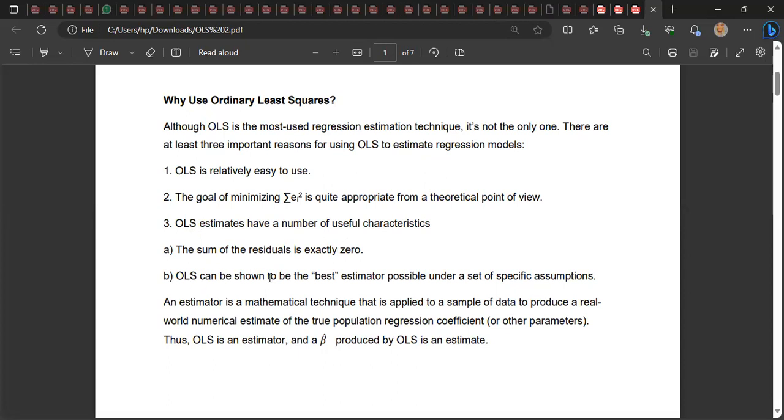And then again, the OLS can be shown to be the best possible estimator under specific assumptions. We are going to deal with that in the next session or 2 sessions from now. Here is the assignment question now. An estimator is a mathematical technique that is applied to a sample of data to produce a real-world numerical estimate of the true population regression coefficient or other parameters. Thus, the OLS is an estimator, and beta hat produced by OLS is an estimate.